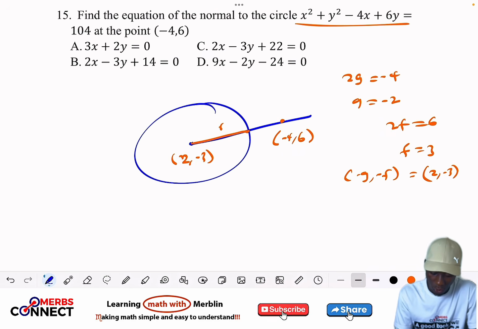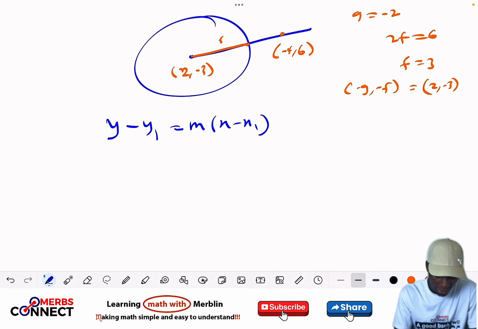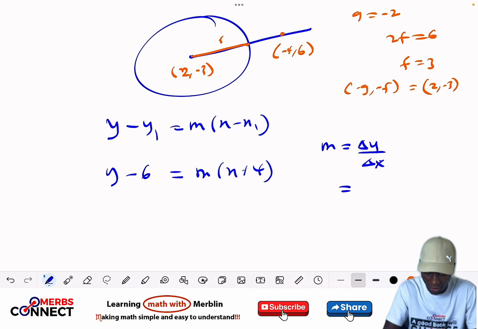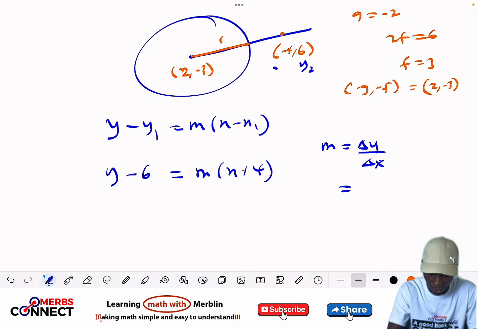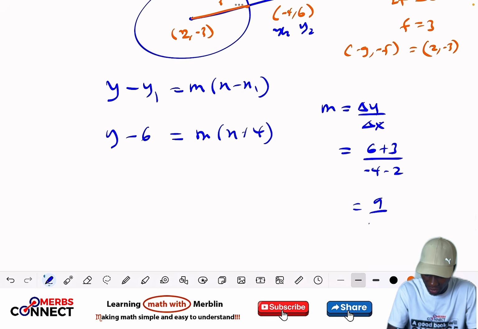We know that the equation of the normal is basically y minus y1 equal to the slope times x minus x1. So let's do that. Let's pick this point here. I'm going to have y minus 6 is equal to m times x plus 4. But we need the slope, which is change in y over change in x. I'm picking this one to be y2, x2. So I'm going to have 6 plus 3 divided by minus 4 minus 2. This is going to give us 9 divided by minus 6, and this is 3 divided by minus 2.